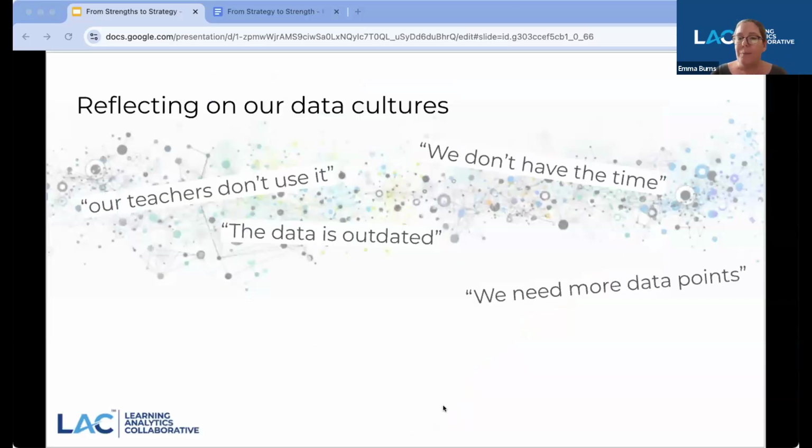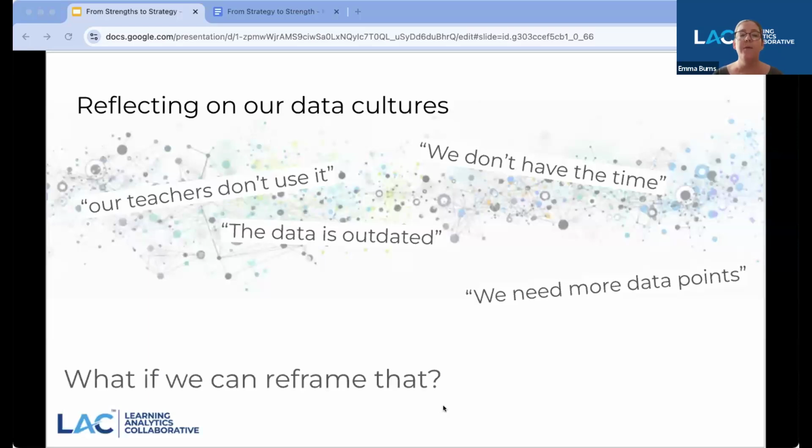In my work today with schools, I often hear really similar kinds of reflective statements. So I hear people say, oh, the LAC is great, but our teachers aren't using it well enough. Or the LAC is great, but we're not good at uploading the data, and so it's outdated. Or we don't have time for the kinds of data discussions that we need to have. Things like that. And so again, I thought, okay, what if we can reframe this? So I started using the 5D model.